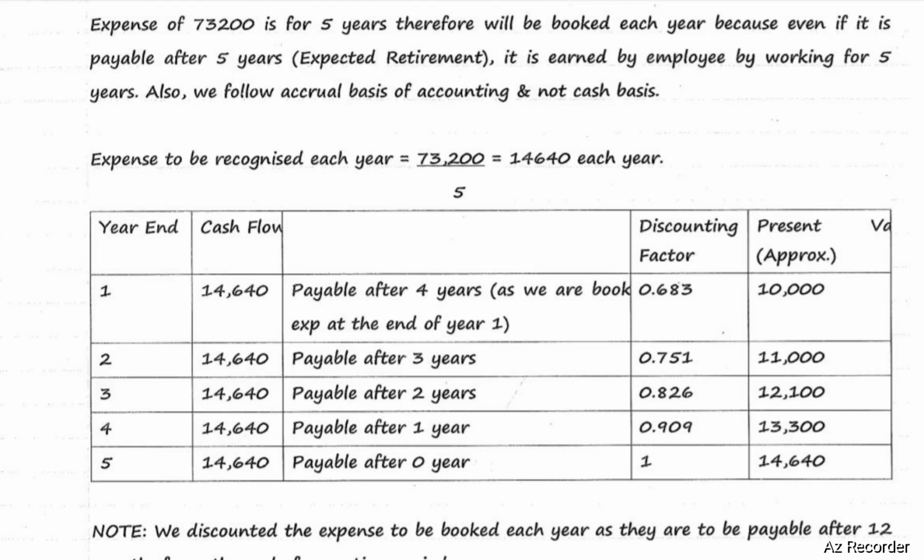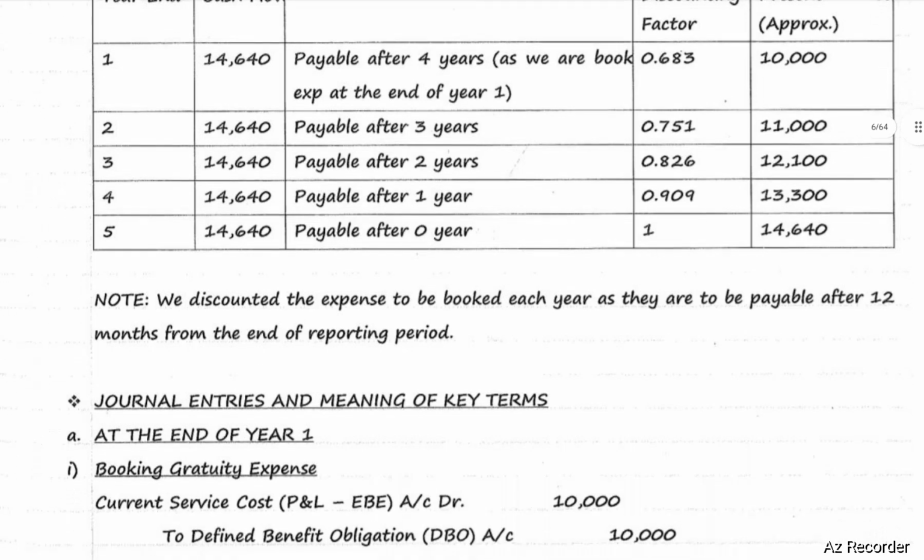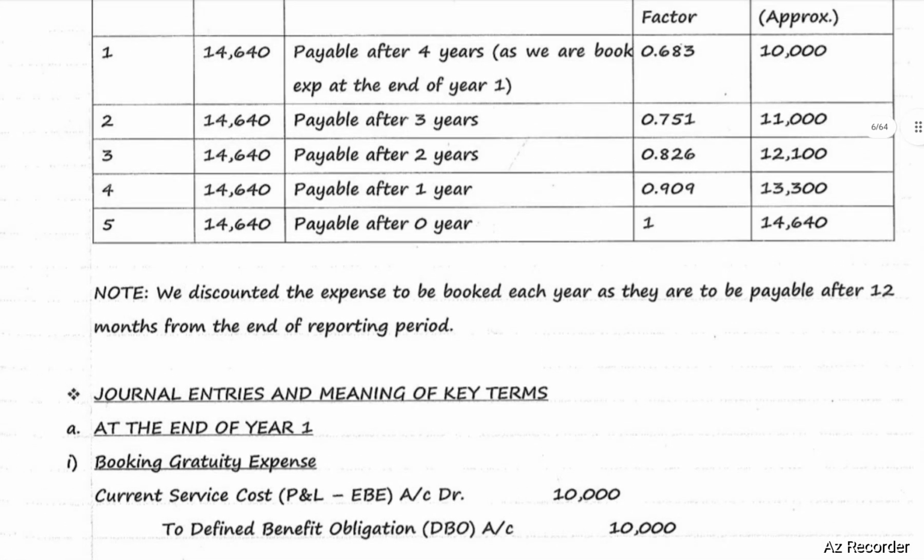The amount will be 10,000. That is cash flow into discount factor, 10,000. So on, we will do for up to 5 years. We discounted the expense to be booked each year and they are to be payable after 12 months from the end of the reporting period. The journal entry will be at the end of the year 1, booking gratuity expense, current service cost, 10,000 to defined benefit obligation 10,000. Current service cost will be charged to P&L as employee benefit expense.